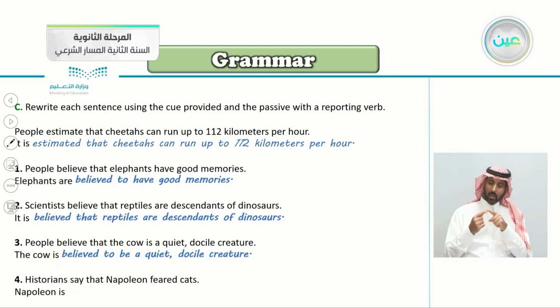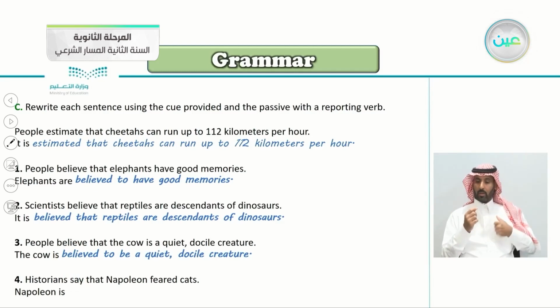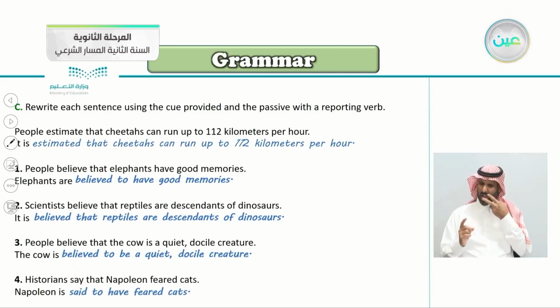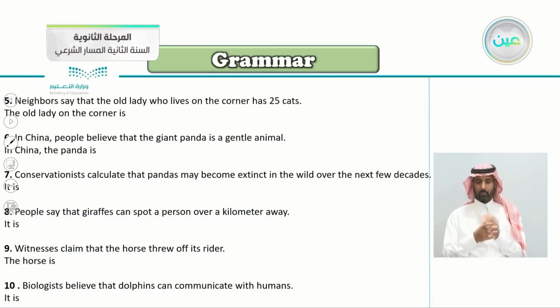So Napoleon is, yes, Napoleon is said. We chose said because here we have say. Napoleon is said to have feared cats. Number 5 here, neighbors say that the old lady who lives on the corner has 25 cats. Neighbors say. So the old lady on the corner is, yes, said to have 25 cats.